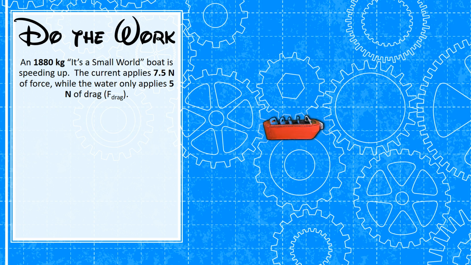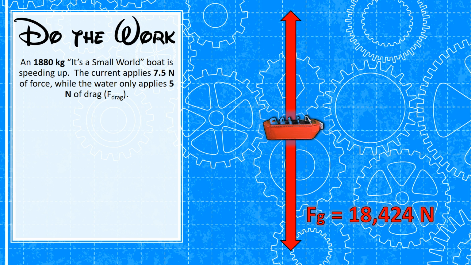Let's do the work. Let's draw our force diagram. We know that gravity's there. It's the same boat, so we have the same gravitational force. Generally speaking, unless the object is accelerating up or accelerating down, our vertical forces are going to be balanced. Because the boat's floating, forces are balanced.